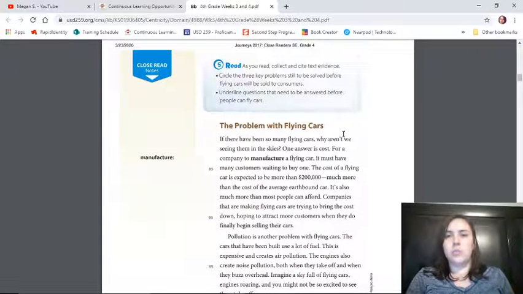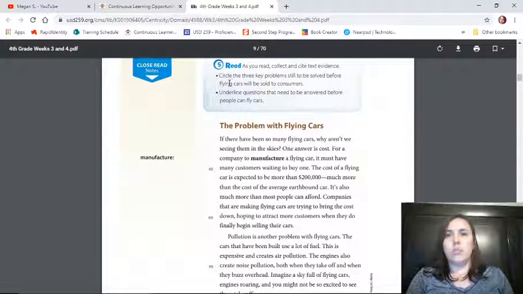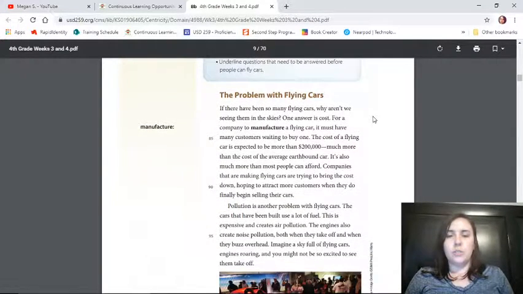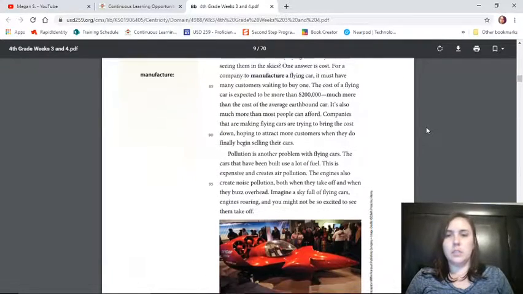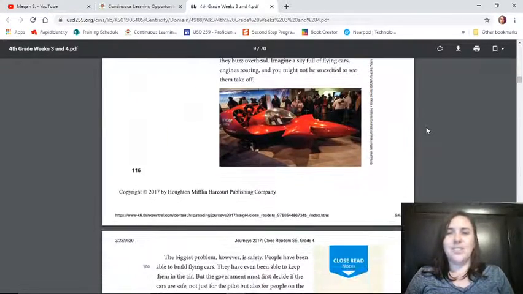For the next section, it gives you new instructions up here. It says, as you read, you're going to circle the 3 key problems still to be solved before flying cars will be sold to consumers. And you're going to underline questions that need to be answered before people can fly cars. So you're going to do that for this whole page. Off to the side, it has more vocabulary words. There are some very cool pictures for you to study.